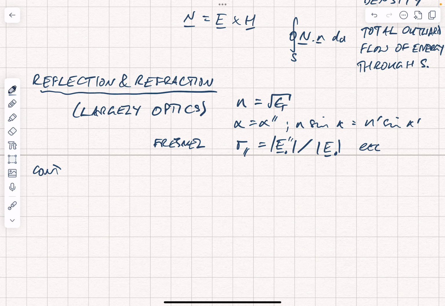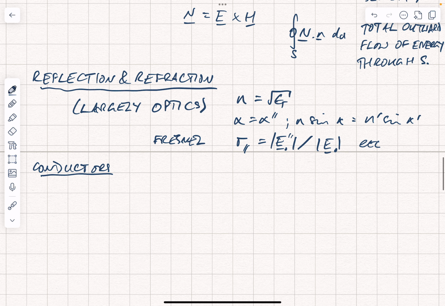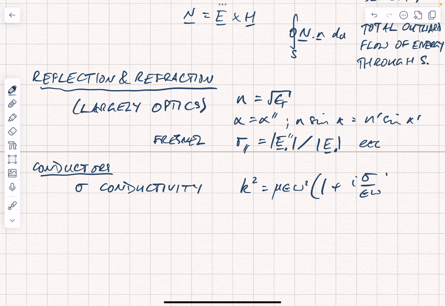There's then the question of what happens in conductors. In conductors, we typically have a conductivity, sigma, and we find that the dispersion relation is written as k squared is equal to mu epsilon omega squared times 1 plus i sigma over epsilon omega. So if sigma is very much larger than epsilon omega, which is generally taken as the criterion for a good conductor, then the second term dominates, and we find that k squared is equal to i mu sigma omega.